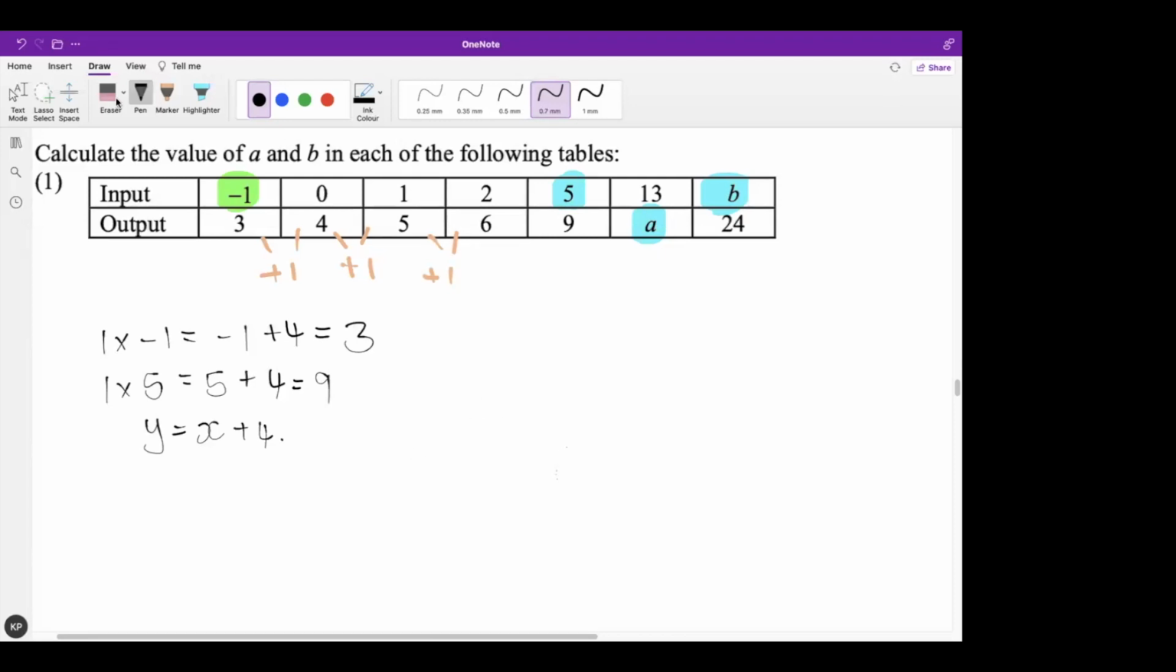Now let's find A. A is telling us that my input is 13. So do I substitute my 13 at x or do I substitute it at y? Nice. I substituted at x because it's an input. Okay, so y equals 13 plus 4, and that's going to give me how much? Nice, 17.